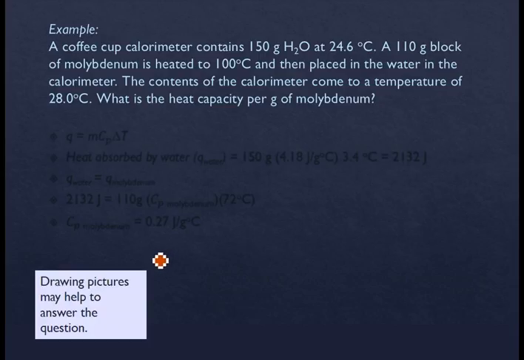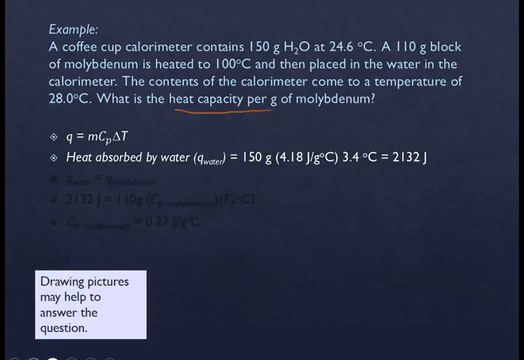What is the heat capacity per gram of molybdenum? Notice how it says heat capacity per gram. This is the same thing as specific heat capacity. Okay, so there's our formula. First thing we're going to calculate is the heat absorbed by the water.